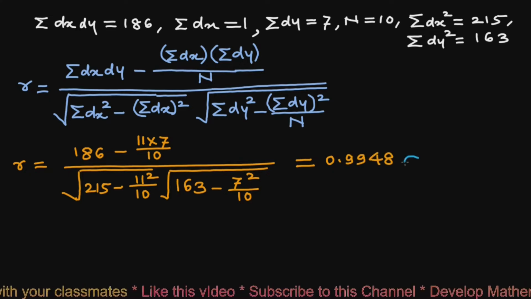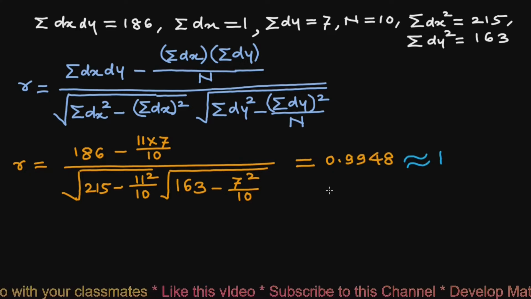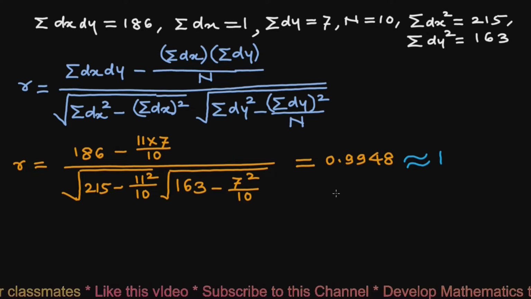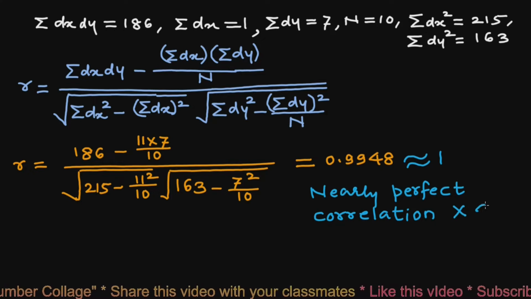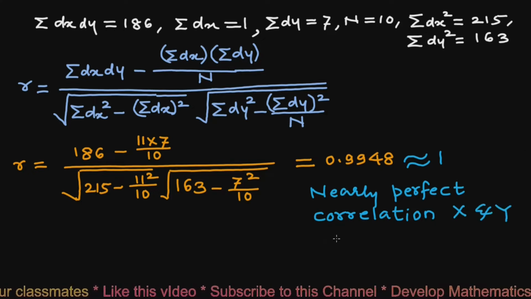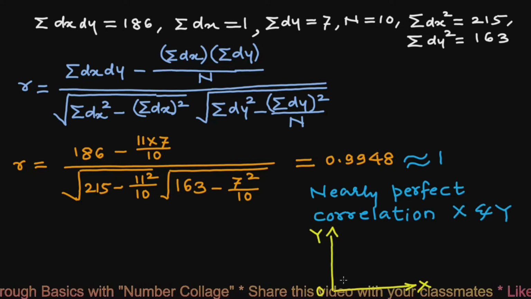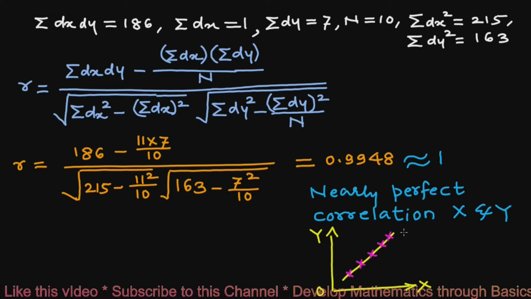0.9948. This value is very close to 1. So we conclude that there is nearly perfect correlation between x and y, and the scatter diagram will be almost a straight line from left bottom to right top.